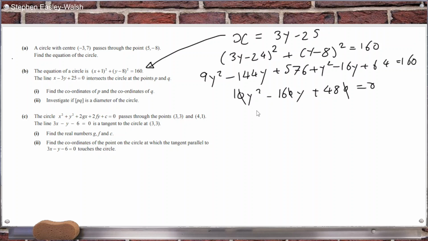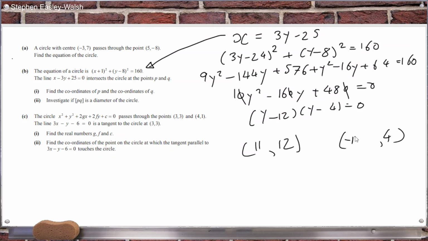So what could it be? 12 and 4. (y - 12)(y - 4) equals 0. So y is 12 or y is 4 and x is 3y minus 25. So 3 times 12 minus 25, that's 11. And then 3 times 4 minus 25, that's minus 13. So there are the two intersection points.